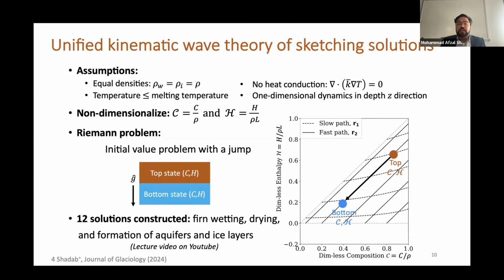We were able to construct 12 solutions for firn wetting, drying, formation of perched aquifers, and ice layers. I have a lecture video on YouTube. This theory is going to help us with three things. First, it can help us verify and validate numerical models.